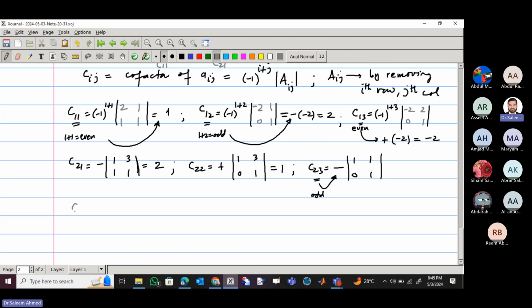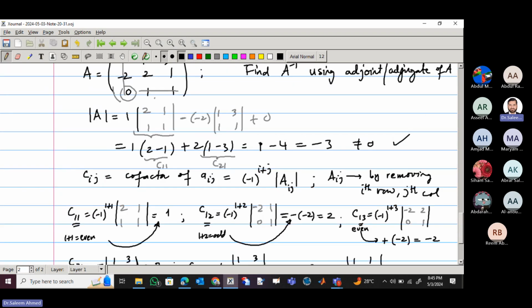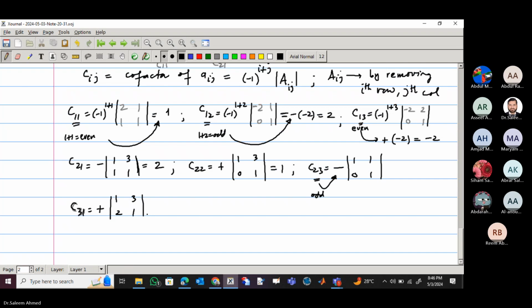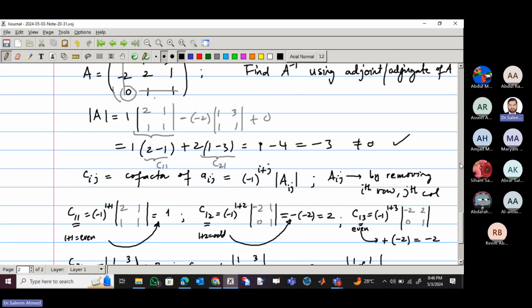So C31 is plus, and 1 3 2 1. This was it. 1 3 2 1. Yes. 1 3 2 1 is 1 minus 6, minus 5. Then C32. C32 is minus. Sir, you did not write the answer for C23. What is that? Minus 1, right? Yes. 1 minus 0. So 1 and minus from outside. So minus 1.